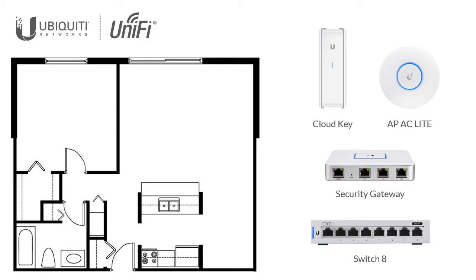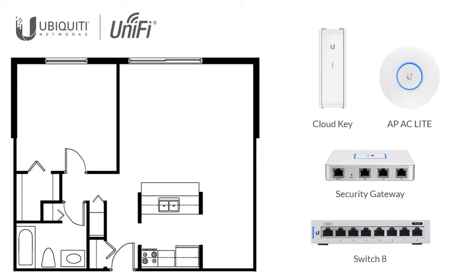Now remember, the Switch 8 only has one PoE out port, so you could plug, say, the cloud key into that. Now that means your AC Lite won't be getting power from the switch, but the AC Lite ships with a PoE injector, so you can always use that to provide power to the unit, thus allowing you to have the smallest possible switch.